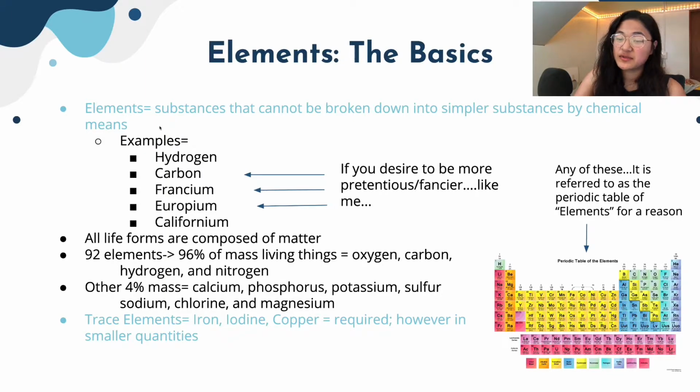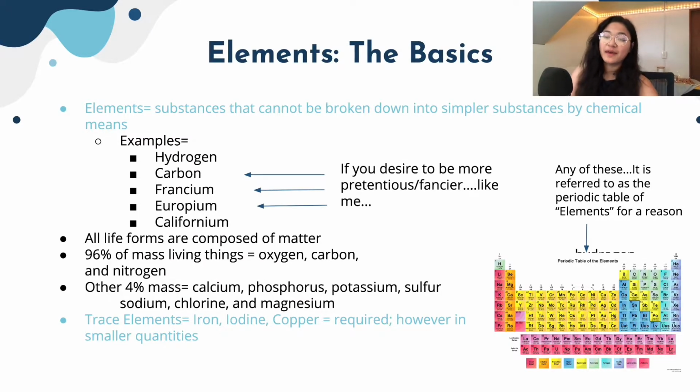Examples of elements would be hydrogen, carbon, francium, europium, and californium. You can do hydrogen and carbon, or if you want to be pretentious like me, you can do francium, europium, and californium. And any of these on the periodic table are referred to as elements. The periodic table of elements is called the periodic table of elements for a reason, turns out.